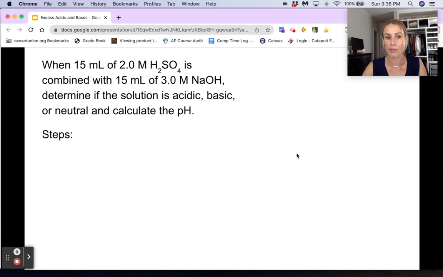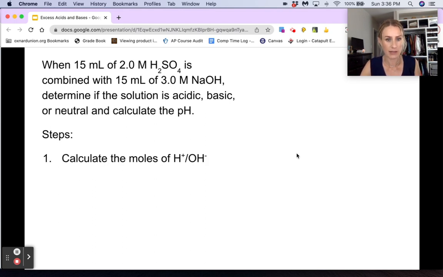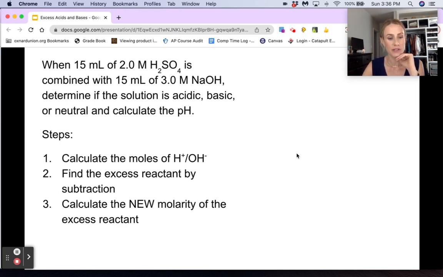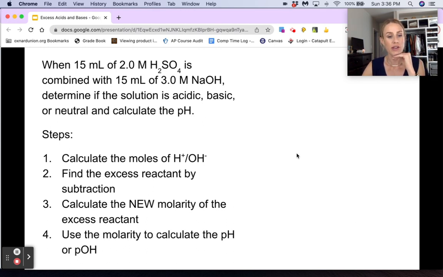So the steps here are: number 1, we're going to calculate the moles of both H plus ions and OH minus ions. The second step is we're going to find the excess reactant by subtraction. The third step is we're going to calculate the new molarity of the excess reactant. And then the fourth step is we're going to use the molarity to calculate the pH or pOH. Obviously here I'm asking you to calculate pH. So if we have an excess base and we can find the pOH, then we would subtract that from 14 to find the pH. You'll see more of what I mean in the next two examples. So let's go through step by step.